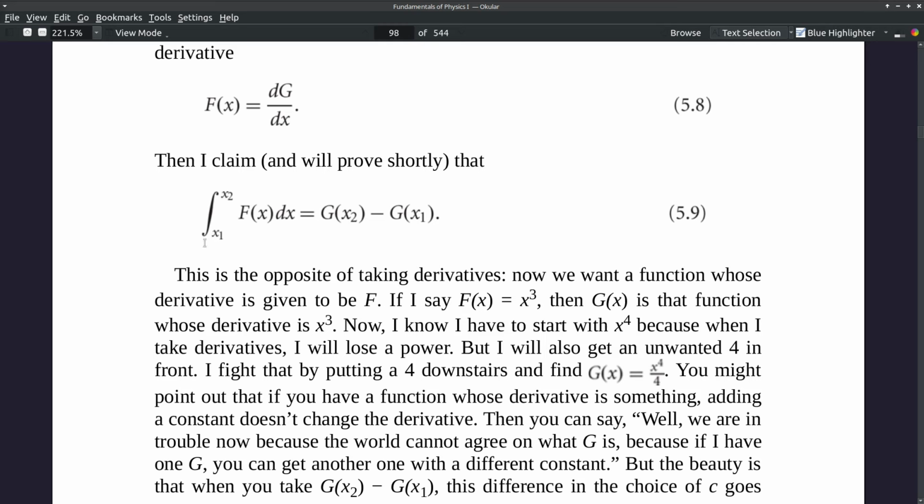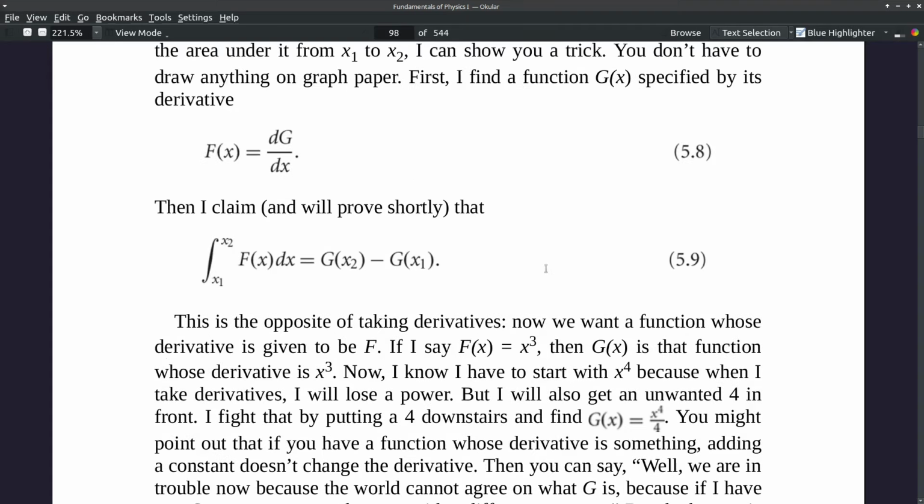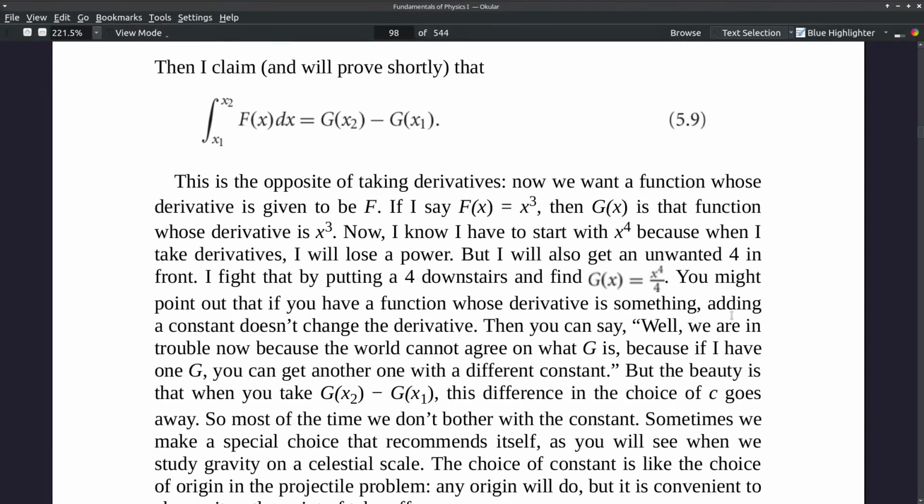If I say Fx equals x cubed, then Gx is that function whose derivative is x cubed. Now I know I have to start with x to the fourth because when I take derivatives, I will lose a power. But I will also get an unwanted 4 in front. I fight that by putting a 4 downstairs and find Gx equals x to the fourth divided by 4.